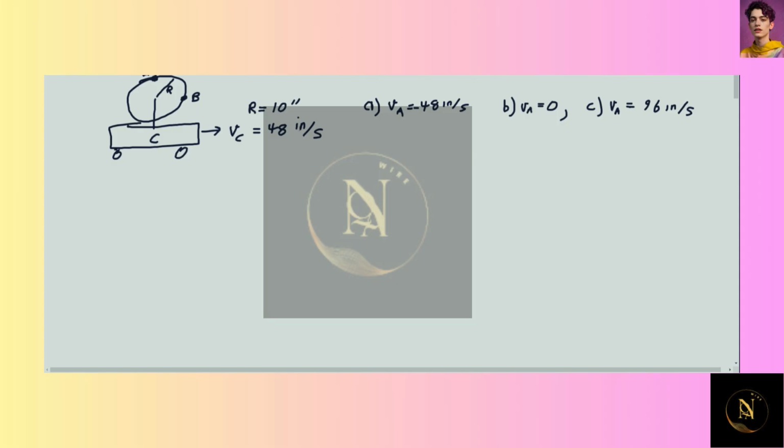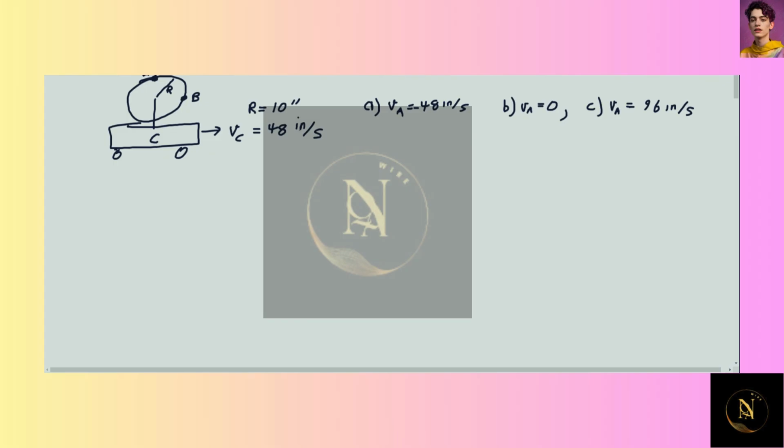We want to determine the angular speed of the wheel such that the point A on top of the wheel will have various velocities: negative 48 inches per second, 0, and 96 inches per second. So to find the angular speed needed here, we want to find omega.